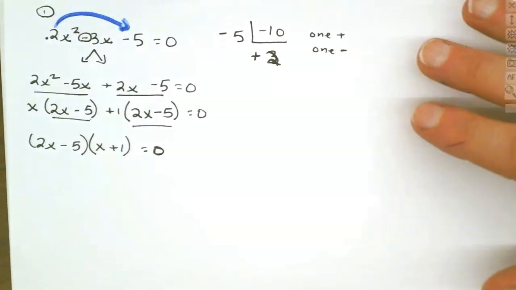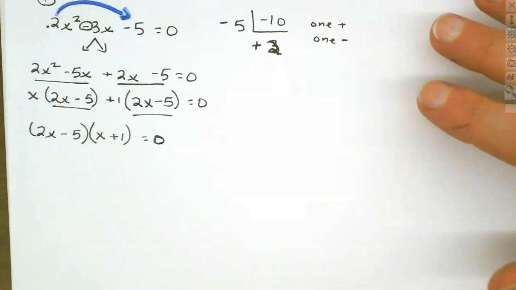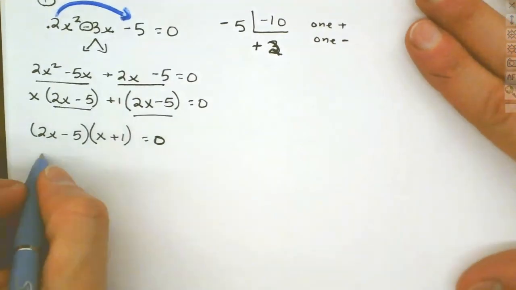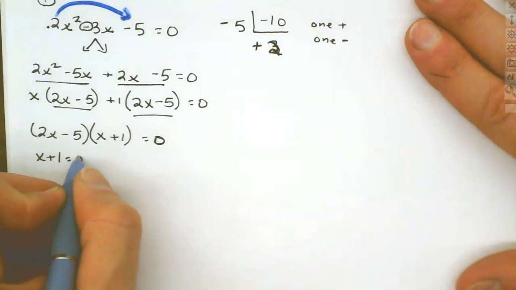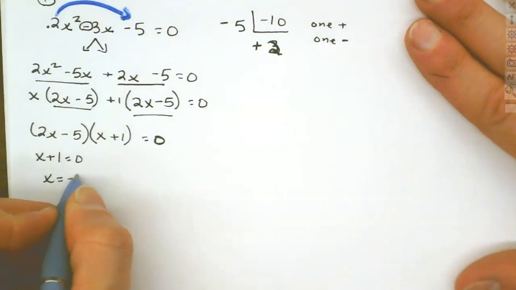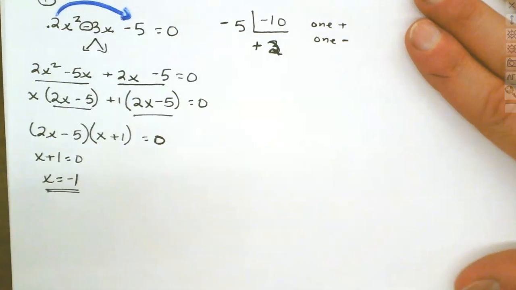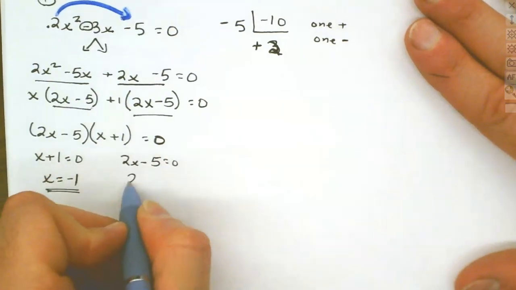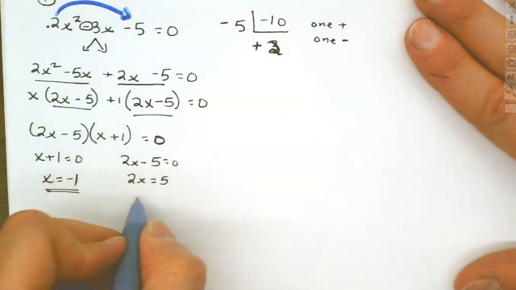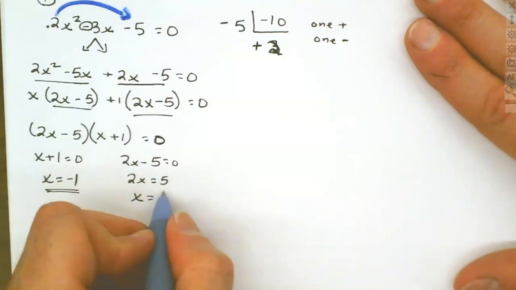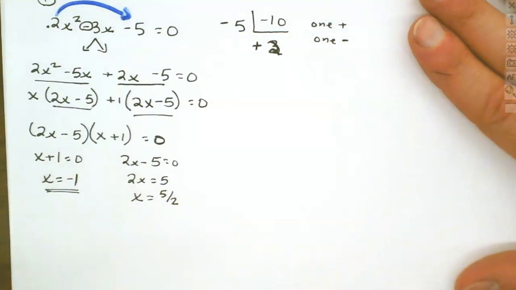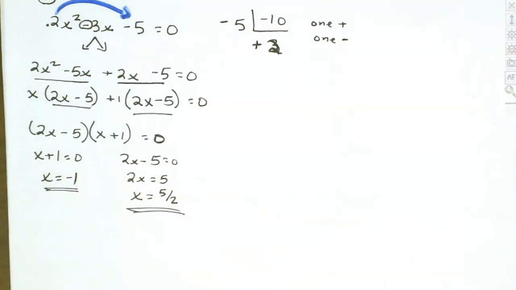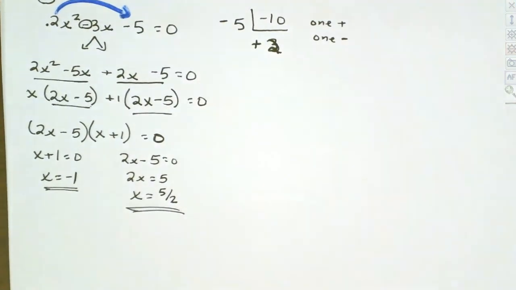Now, how do we finish it? We've got it factored. We said each piece is 0. So x plus 1 equals 0, so x equals negative 1. There's one of them. We've got 2x minus 5 equals 0. So 2x equals 5. Divide by 2, and that gives you x equals 5 over 2. So there's your 2 solutions there. That's 0 factors. So we set it to 0, and then we factored it.